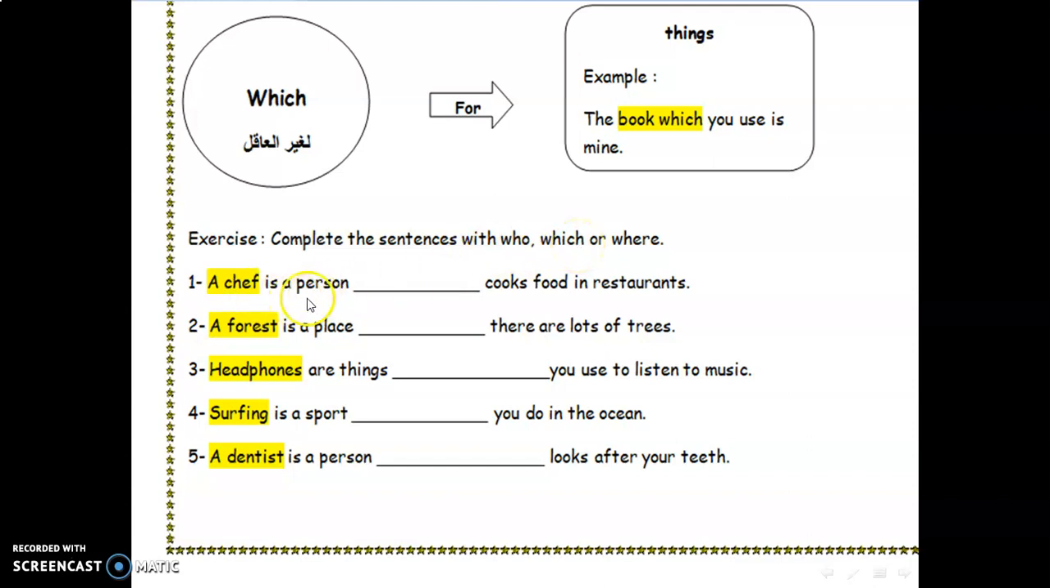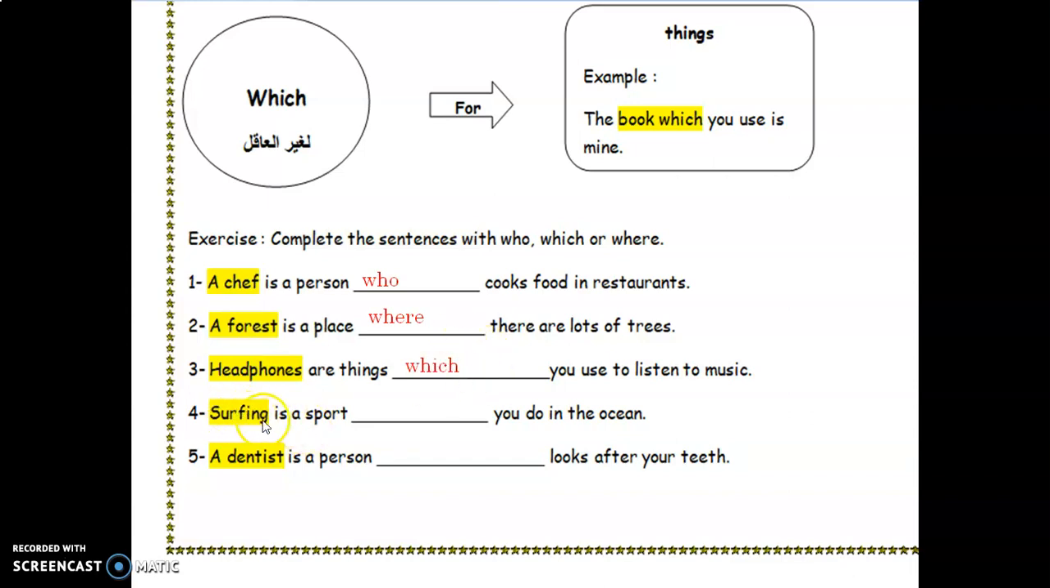A chef is a person. We have here chef, so this is people. We talk about person, so you have to use who. Excellent. A forest is a place. We have here forest, and we have a place. There are lots of trees. Yes, excellent. Where? Headphones are things. Look at headphones. Yes, excellent. These are things, so we have to use which.